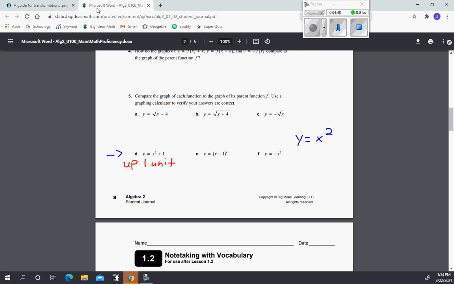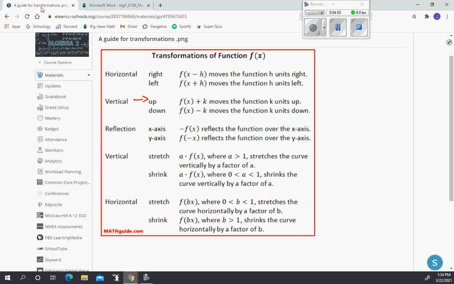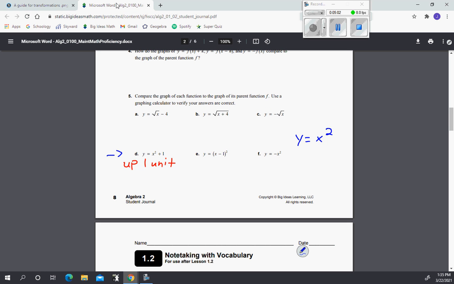Part E, we have that function inside the parentheses, x minus 1. Go back to our cheat sheet. This one should be easier to see. X minus 1 looks like we're moving to the right 1 unit. Then we have that negative x squared. What does that do? It's a reflection. We already had that one, over the x-axis.